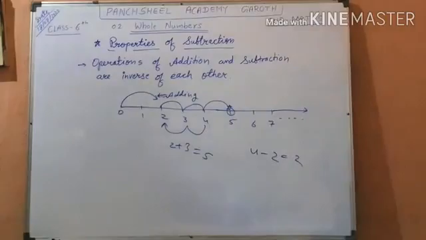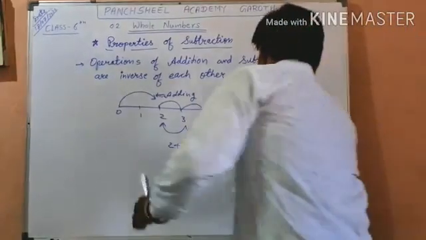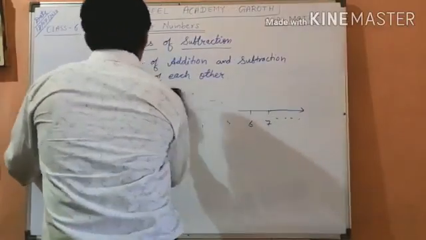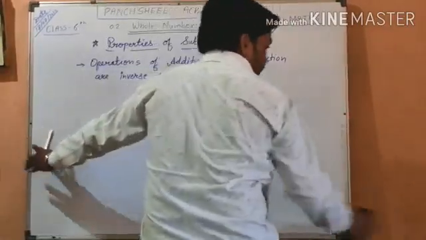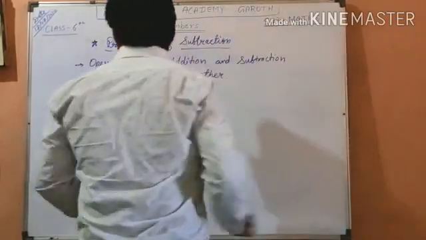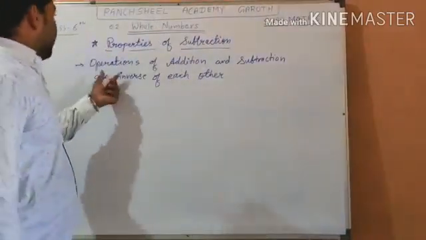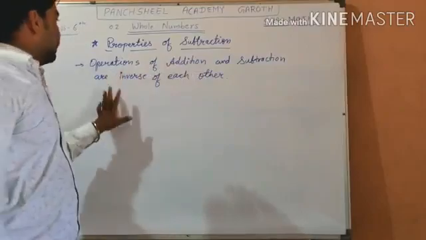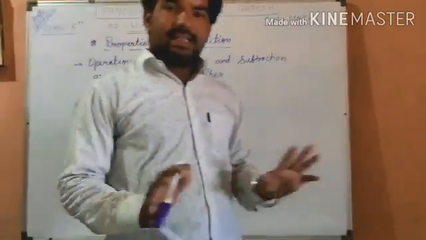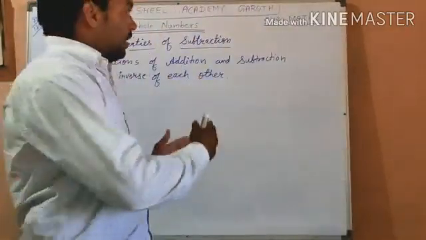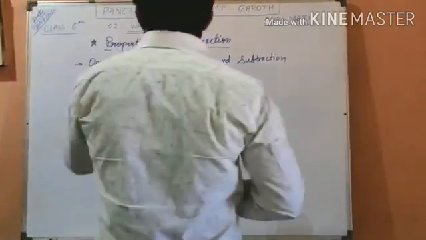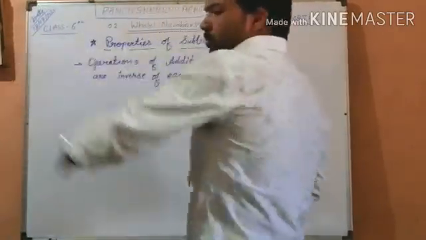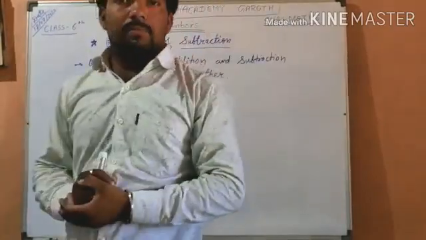But we must know this thing: the operations of addition and subtraction are inverses of each other. This is an easy thing. In addition we always go to the right side of the number line, and in subtraction we always go to the left of the number line.